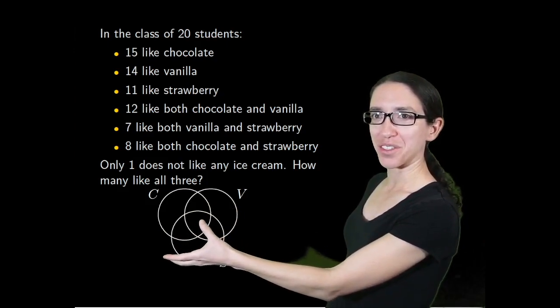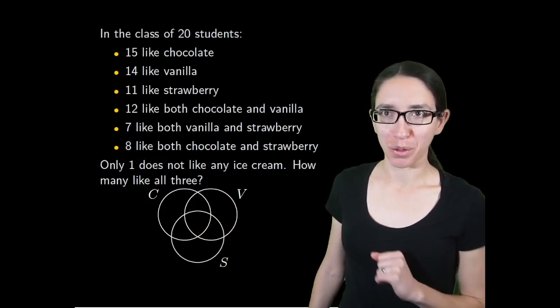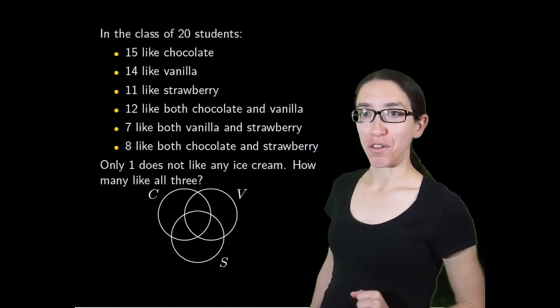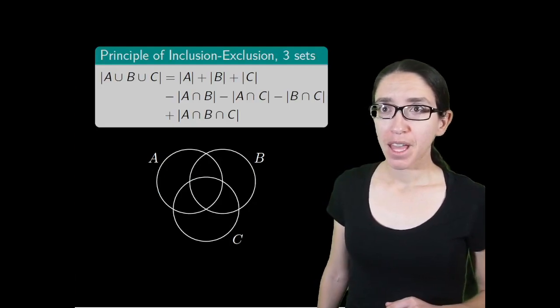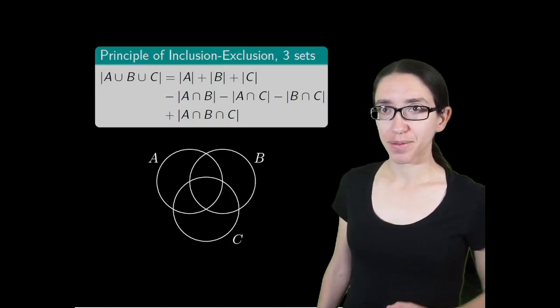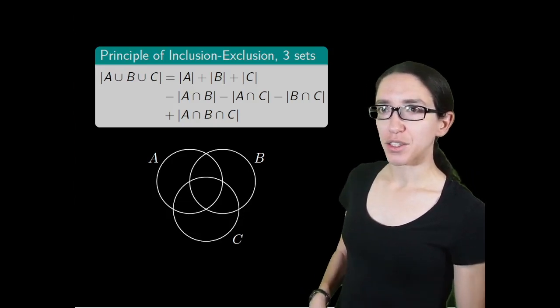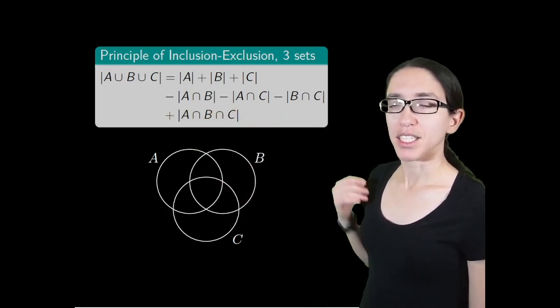There's still 19 inside these circles. Now we have a circle for chocolate, a circle for vanilla, and a circle for strawberry. We've expanded the poll, and we want to know how many like all three, given this data. You can actually figure it out just from this data. Let's talk about the general principle of inclusion-exclusion for 3 sets. It's called inclusion-exclusion because we're including some things and then excluding by subtracting some other things.